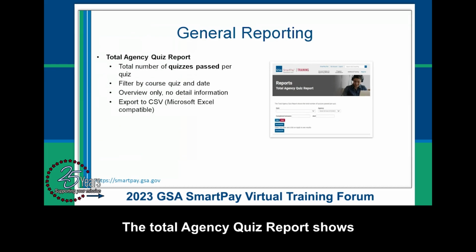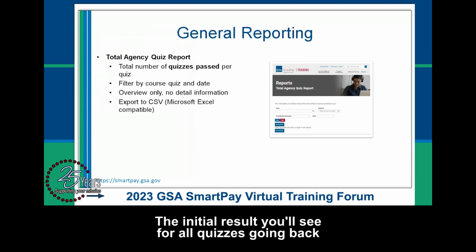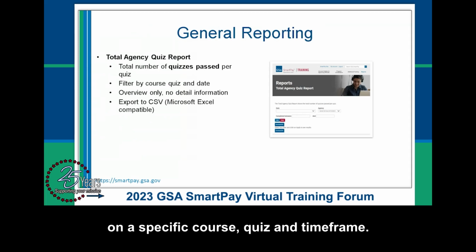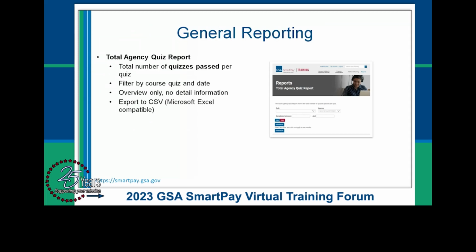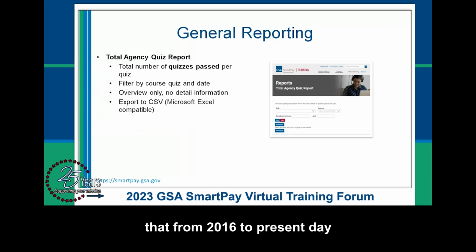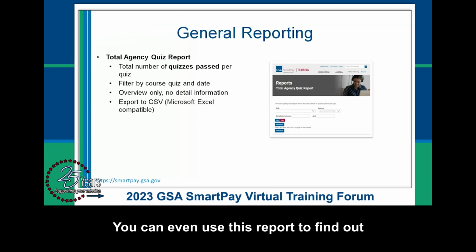The total agency quiz report shows the total number of quizzes successfully passed per quiz for your agency. The initial result you will see is for all quizzes going back to 2016. You can choose to filter on a specific course, quiz, and time frame. This also provides general information. For example, using GSA as my agency again, I can run the report to learn that from 2016 to present day, 2,425 people passed a travel account holder/AO quiz. This report will also tell me how many people passed other quizzes for that time period. You can even use this report to find out how many people in your agency have the GSA SmartPay program certification.